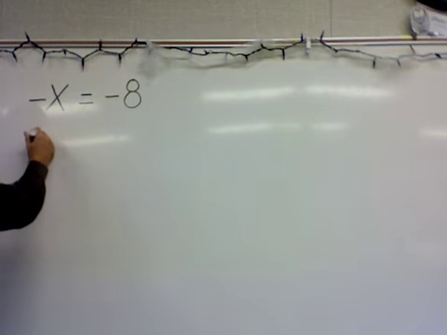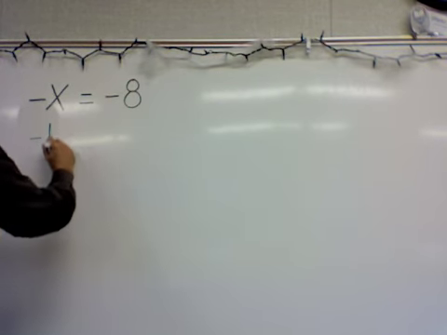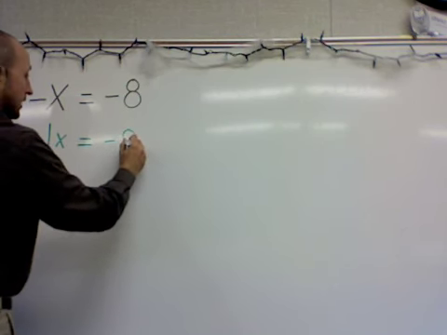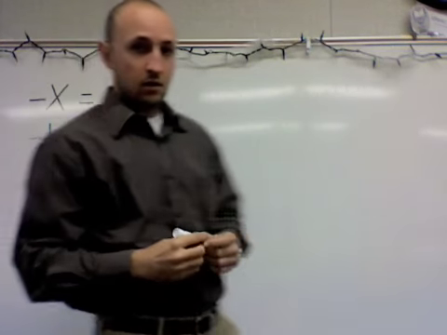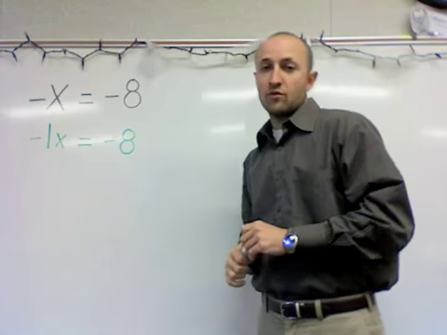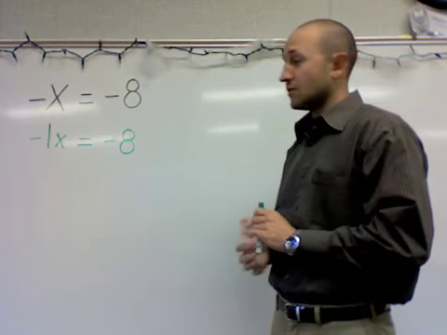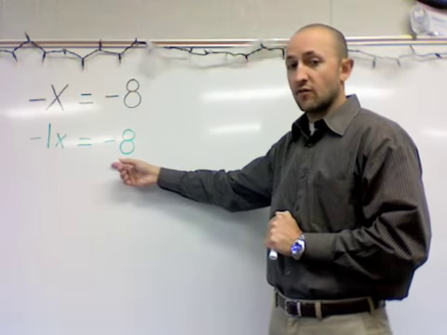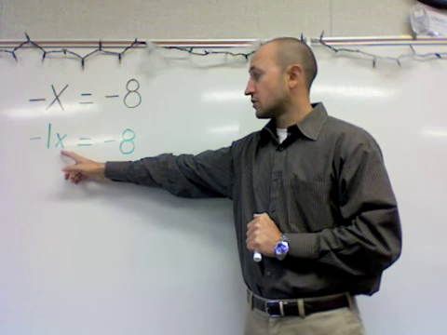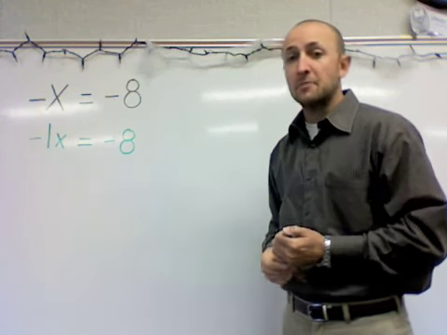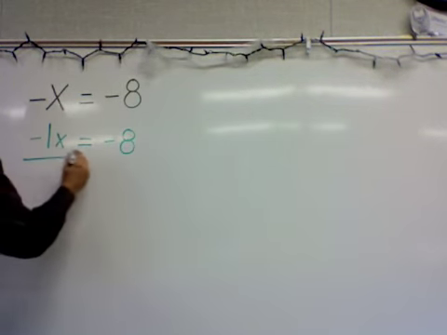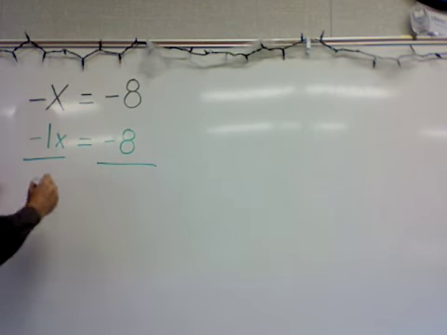So I'm going to rewrite it the same way we just said. Negative 1 times x equals negative 8. Now the equation looks a little bit more familiar, kind of like the one we just did. So now I have negative 1 times x equals negative 8. Remember, the operation here is multiplication, so I need to do the opposite of that. So what I'm going to end up doing now is dividing both sides by negative 1. Divide by negative 1 here.